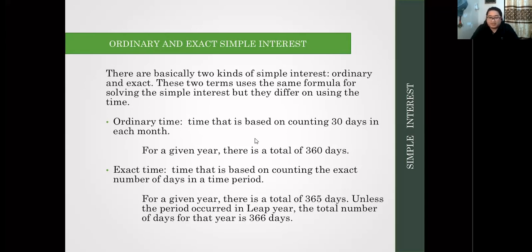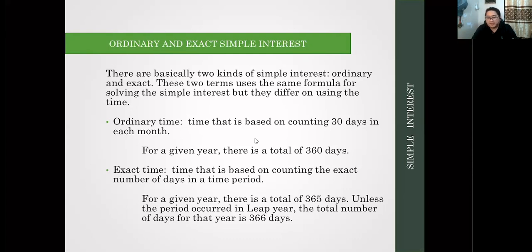Then kapag exact time naman tayo, pinag-usapan natin yung exact duration natin, so kung ano yung nasa calendar natin. So titingnan mo muna kung leap year ba yung taon na kino-consider mo o hindi. Paano natin malalaman kung leap year siya? Leap year siya kapag siya ay divisible by 4. So if a given year is divisible by 4, siya ay leap year. So pag leap year, alam mo na ang February mo is 29.